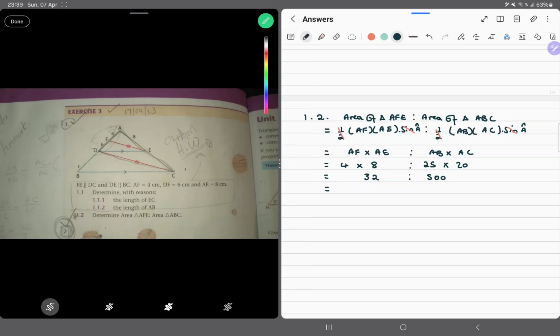So it's a different story now. Let's use 4 instead. 4 goes into 32 8 times. 4 into 500 goes how many times? 125 times. Yes, 4 times 125 is 500. So that is the ratio.